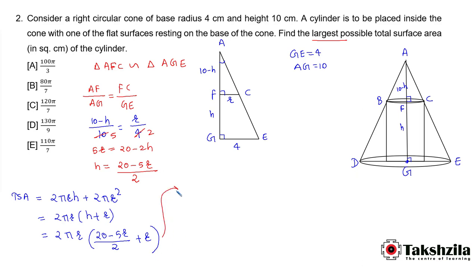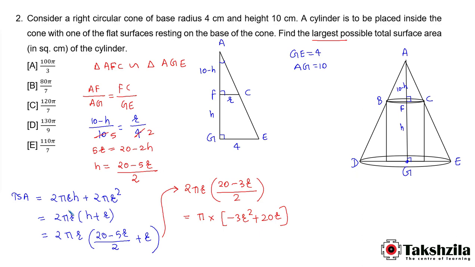So now this calculation becomes what? Let's have a look at it. 2 pi r in a bracket, this is going to be 20 minus 5r plus 2r, which is minus 3r, divided by 2. So now this 2 and 2 get cancelled out. Pi is a constant. Let's multiply this bracket with r. It is going to be minus 3r square plus 20r.